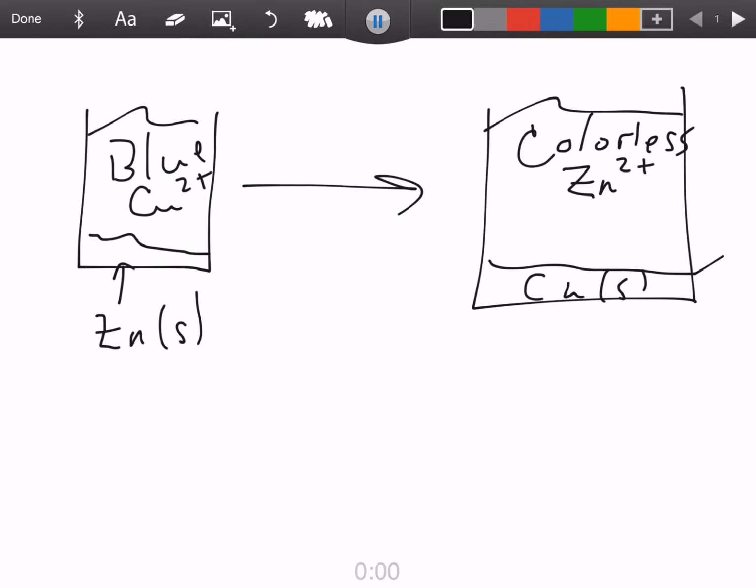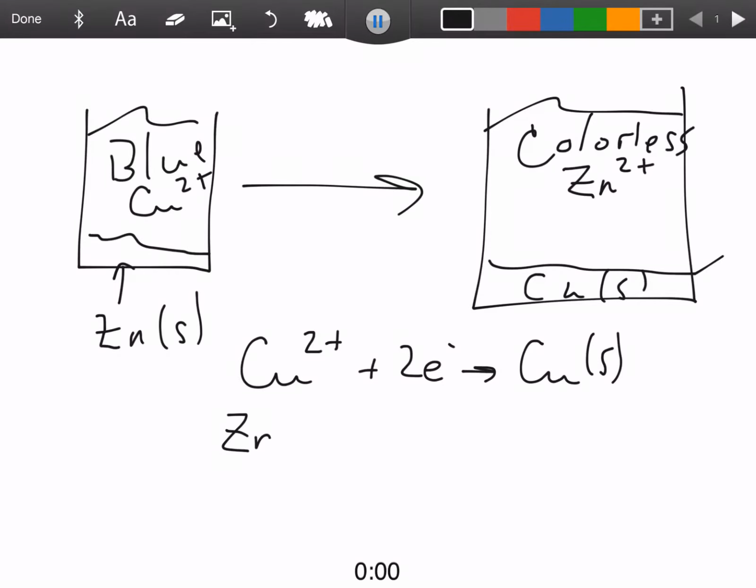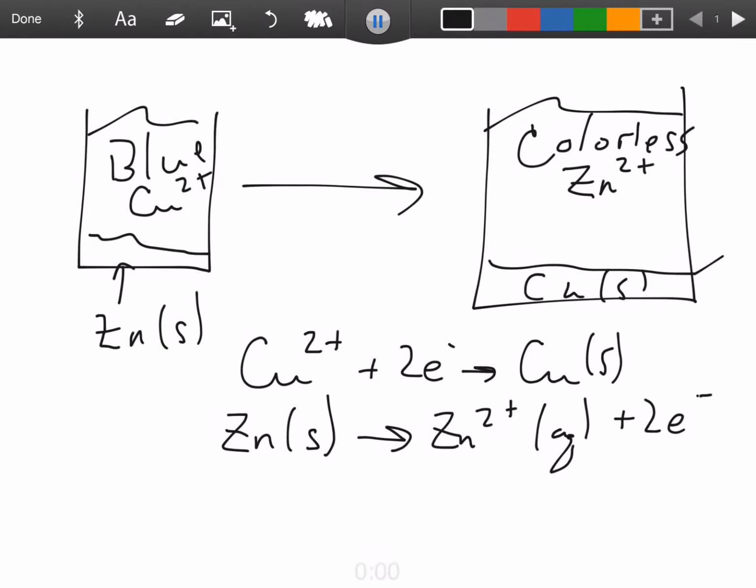So we had two reactions going on here. The first reaction was a reaction of aqueous copper 2+ reacting with 2 electrons to give us copper solid, right? And then our second reaction was a reaction of the zinc solid forming zinc 2+ ions and 2 electrons. Right? And so what we end up with here is the first reaction being what is referred to as a reduction reaction, and the second reaction being an oxidation reaction.